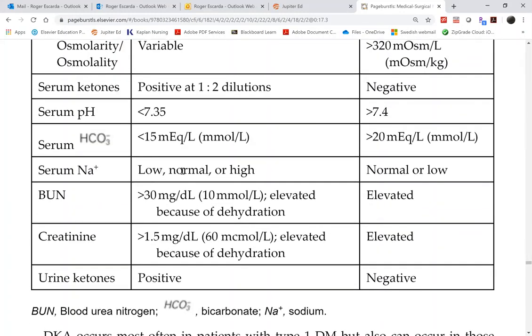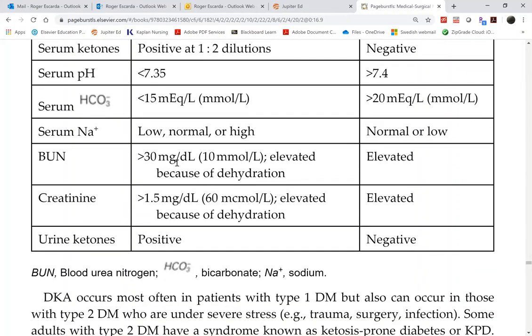Sodium won't be technically very affected in DKA. It's really the potassium level that will be affected here. I'll show you later when we get to the pathophysiology.